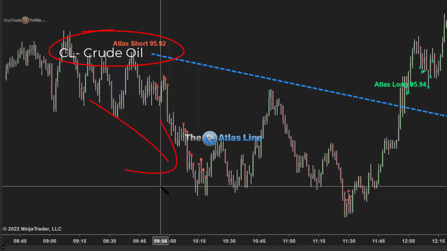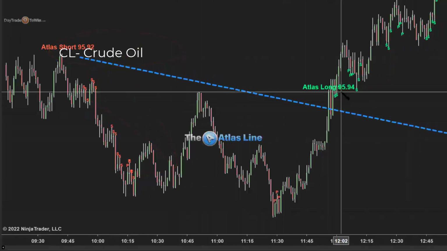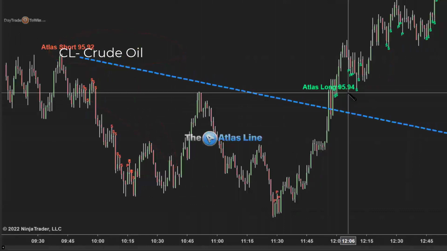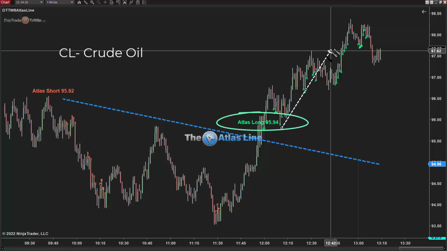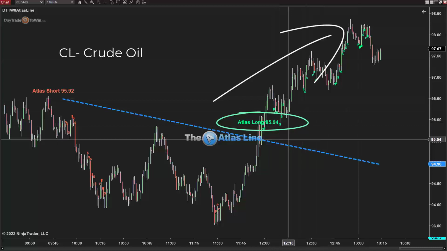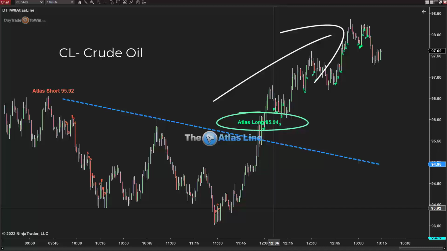Very healthy, good moves, strength and pullback trades, and then it stopped and turned around and crossed above the Atlas line, which means now we're going to focus on long trades. Again, looking at now on the crude oil, 95.94 at about 12 o'clock to go long today. So here we have three or four markets: the crude oil, the NASDAQ, the E-mini, and the micro.